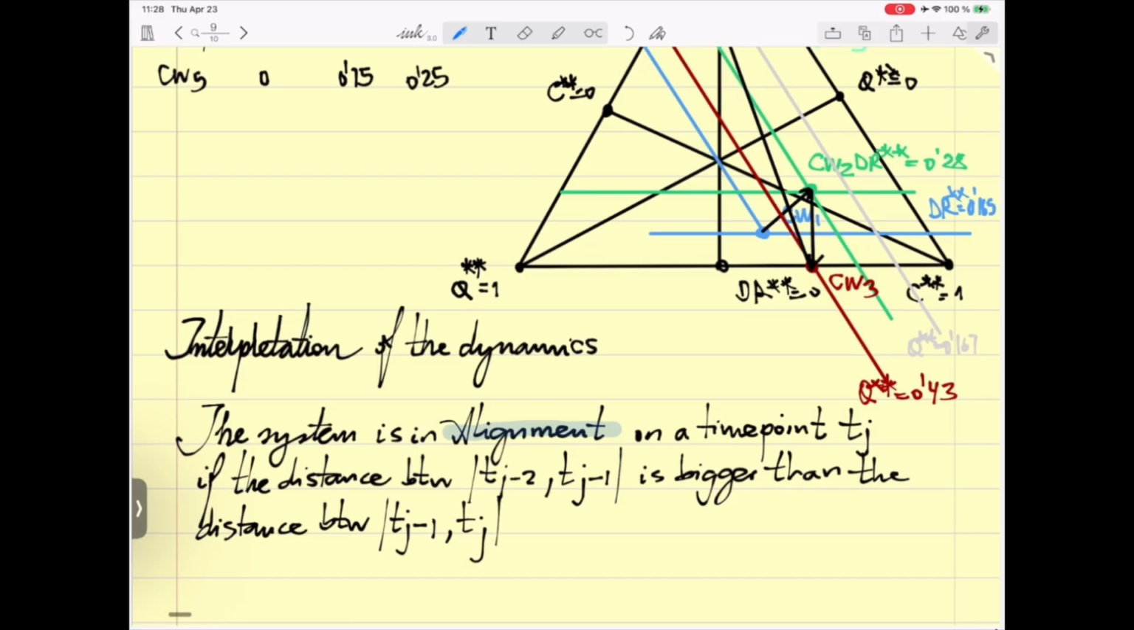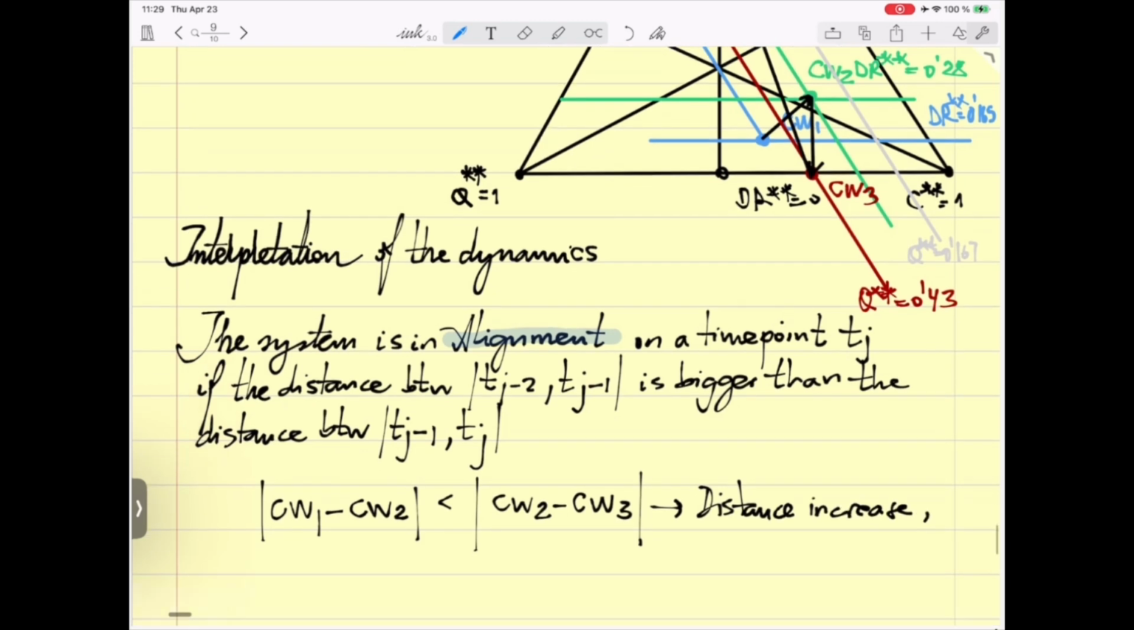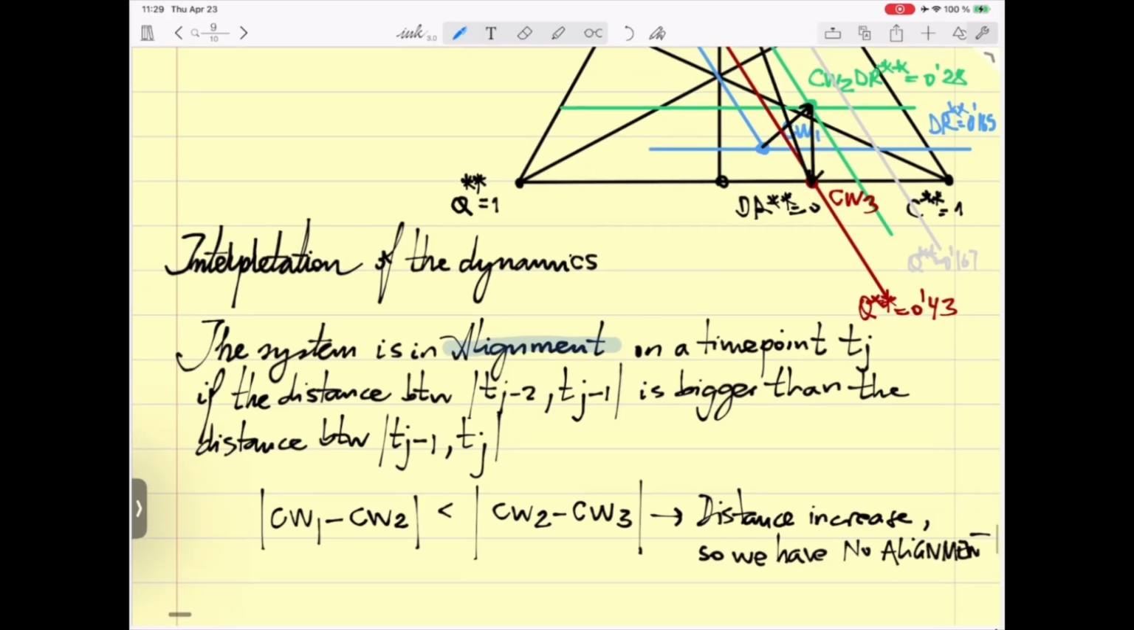In other words, the distance between calendar week 1 and calendar week 2, this distance is smaller than the distance between calendar week 2 and calendar week 3. So distance increases, so we have no alignment in calendar week 3.